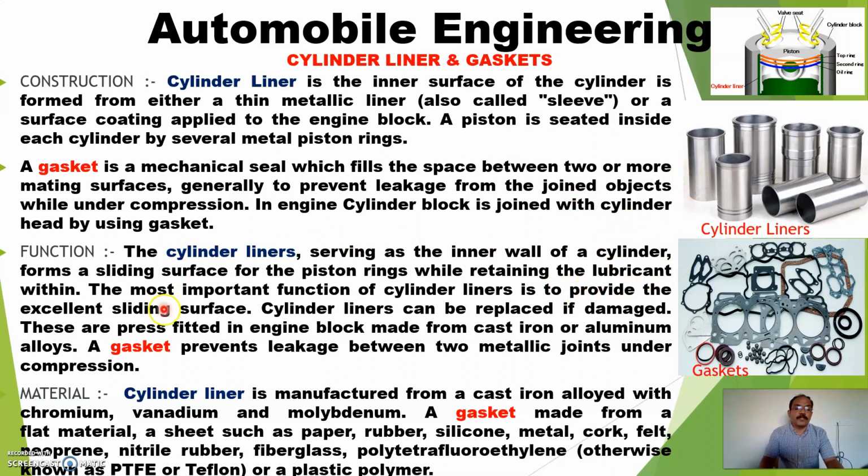The function of the cylinder liner is to serve as the inner wall of the cylinder, and form a smooth sliding surface for the piston rings while retaining the lubricant, because we need lubrication to move this piston. A gasket prevents leakage between two metallic joints under compression. So cylinder liners give a proper path to the piston, and the gaskets provide a leak-proof joint.